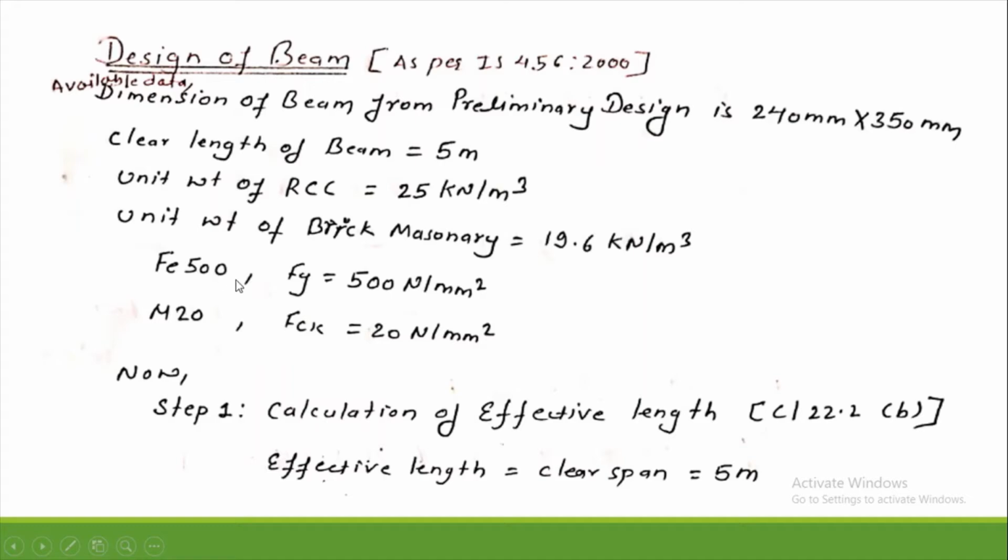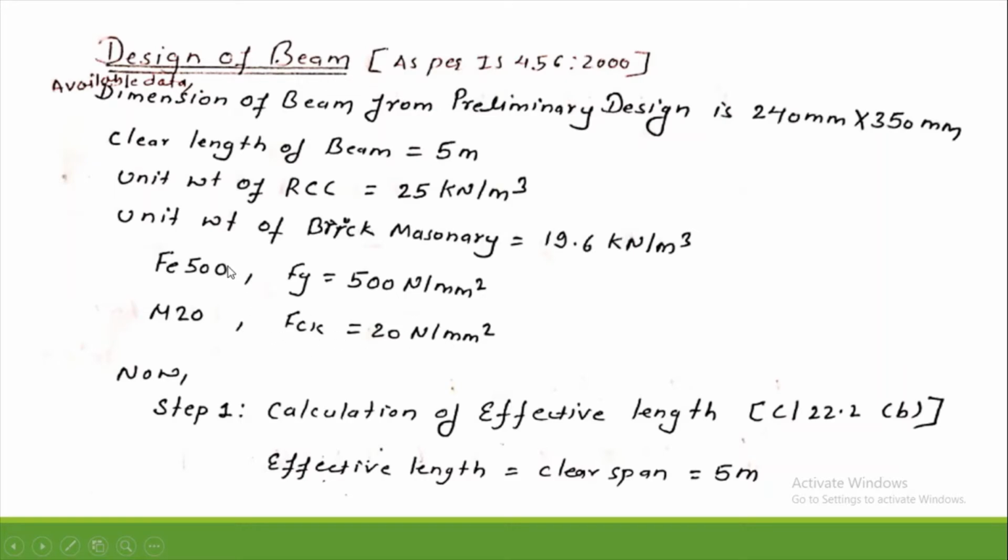We are designing this beam for Fe 500 and M20. For Fe 500, Fy, the yield strength, is equal to 500 Newton per mm square. For M20, fck, which means the compressive strength, is equal to 20 Newton per mm square.